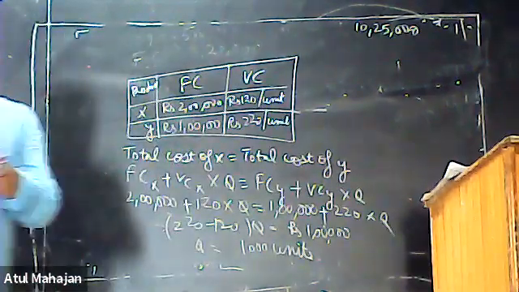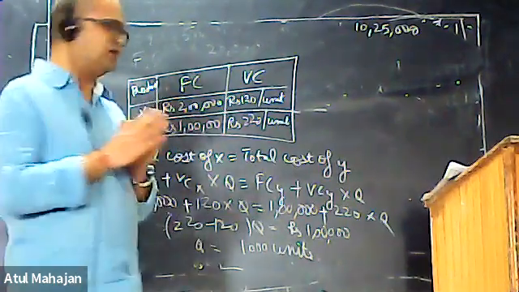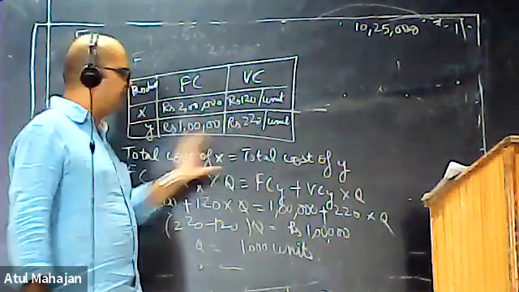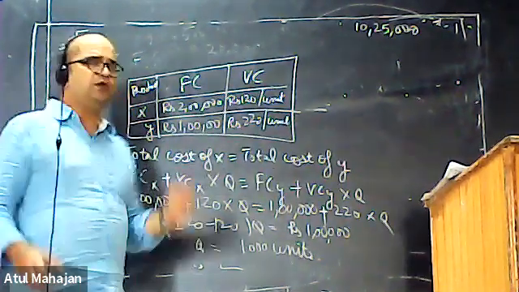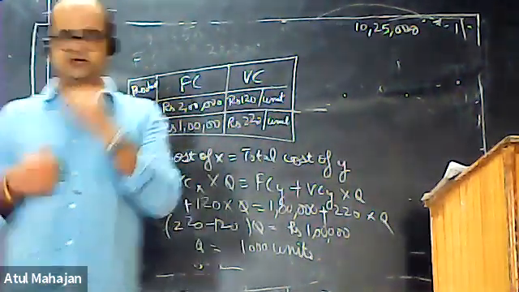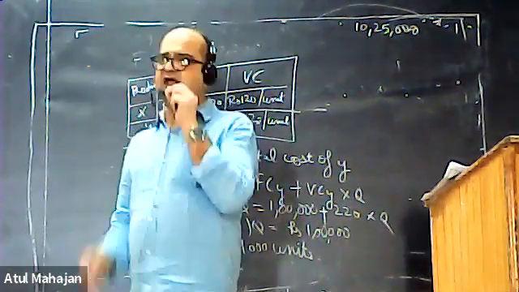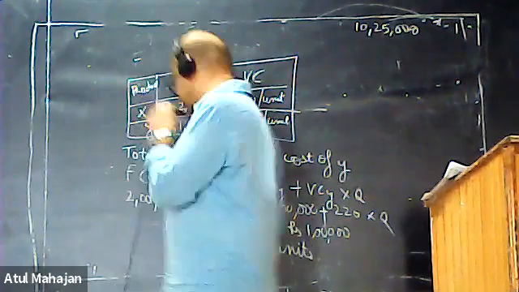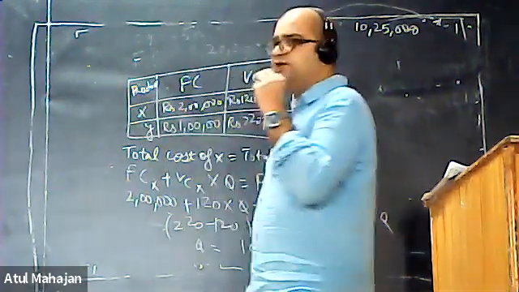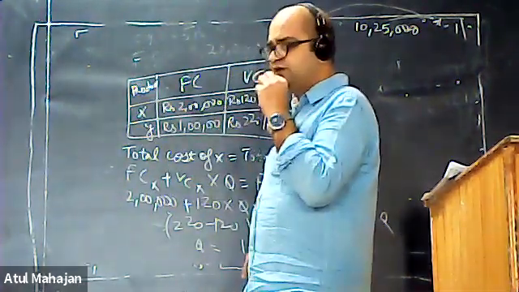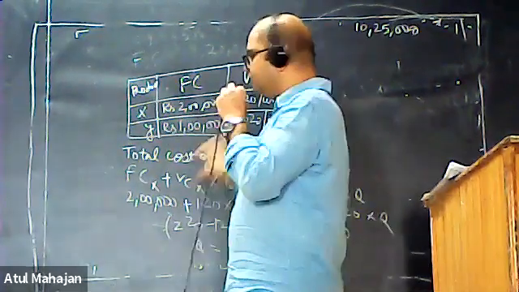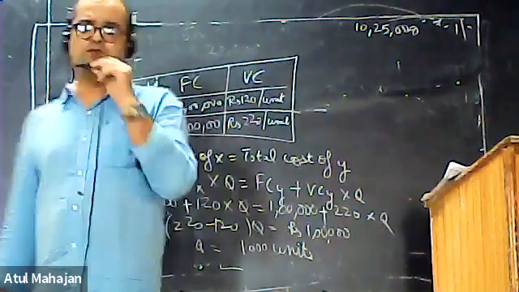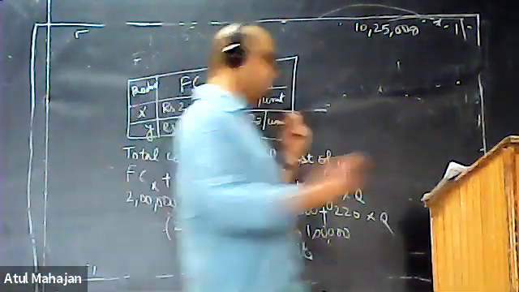equal. If we make both of these values equal, the total cost of X and the total cost of Y, we need to know the quantity at which it becomes equal. So for this much quantity, that is for 1000 units, if we calculate the value over here, then both the X and Y costs become equal in both cases.